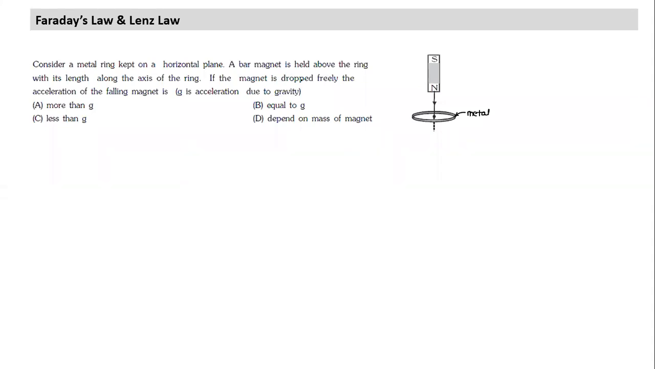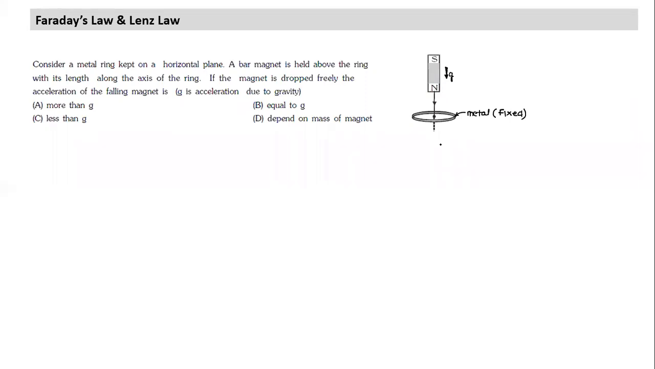If the magnet is dropped freely, had the metal ring not been present, it would have an acceleration of g. Why would it have acceleration of g? Because mg force would have acted, no other force would have acted. Now there's a metal ring here, and I assume that metal ring is fixed in place. So if I drop this bar magnet, will it move with the same acceleration g, or will it have lower or higher acceleration? Can anyone answer what would be the acceleration of this bar magnet if it is released with its length along the axis?